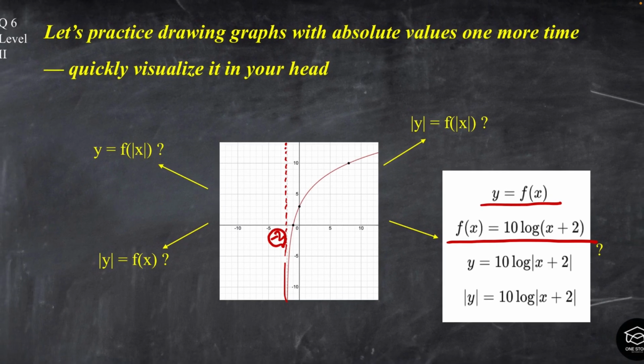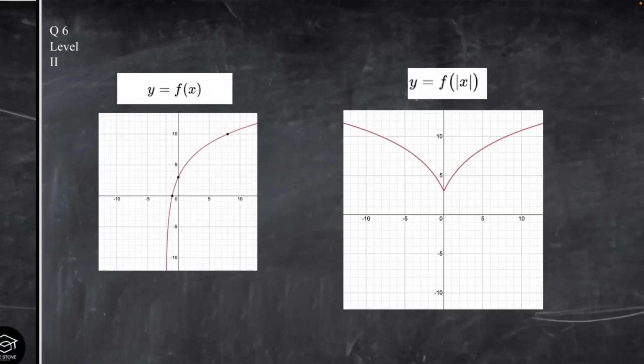First transformation, y equals f of the absolute value of x. We replace x with the absolute value of x. This makes the y values for positive x and negative x exactly the same. To sketch it, take the right-hand side of the original graph and mirror it across the y-axis, so the graph becomes symmetric about the y-axis.